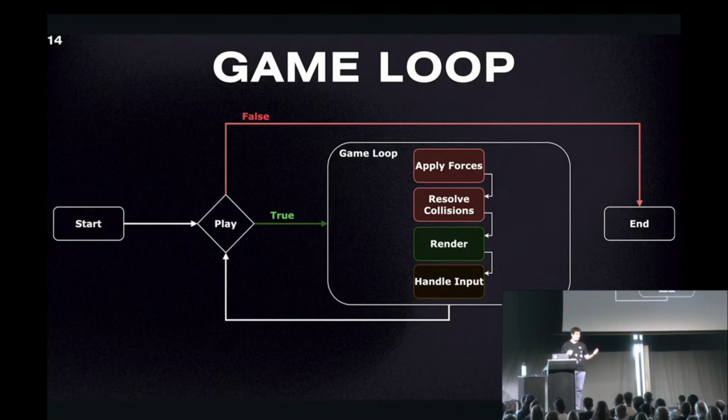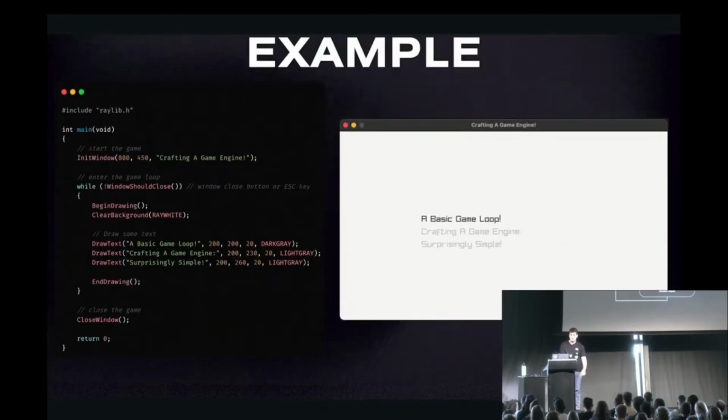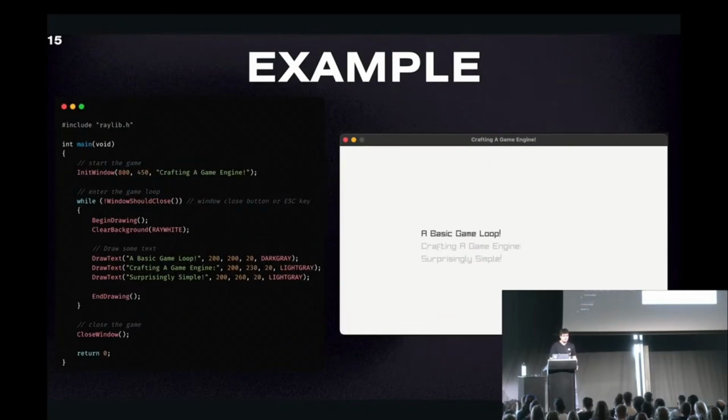For example, you might apply forces, resolve collisions, render, and then handle input. And it will just continuously do this until you exit the game. So what does this look like in code? Well, up here we have a very simple game engine loop, which will basically run a window and render some text on the screen until we're done.